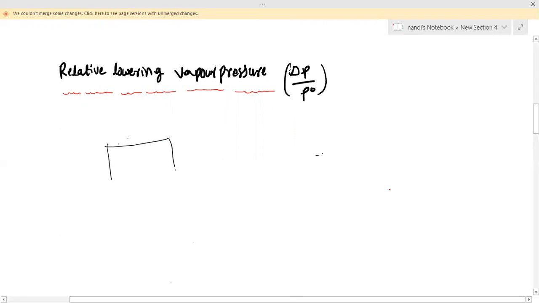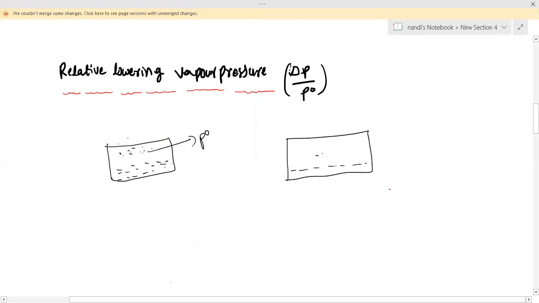Here, this is the solution. Assume this is pure solvent, not solution. It has its own vapor pressure. Every liquid has its own vapor pressure, that is P naught. When I take the same component in the form of a solution, assume this is A. Now I am adding a non-volatile component B.